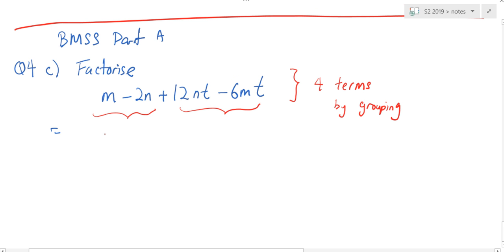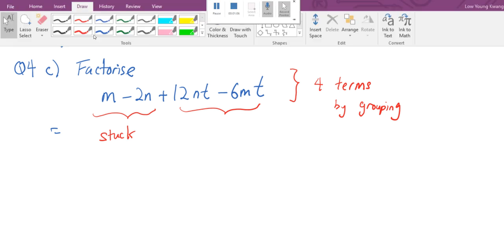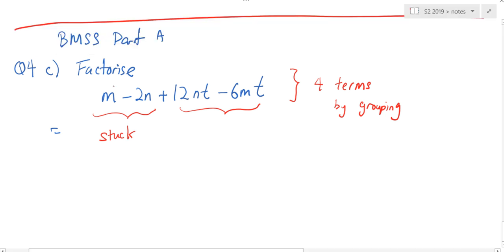Now, do you realize that you are stuck? You must shift it. You always try the first 2 terms first, whether you can factorize or not. If cannot, you have to shift it. So let's try to shift, like moving the boxes. So first, let me try and box it up.